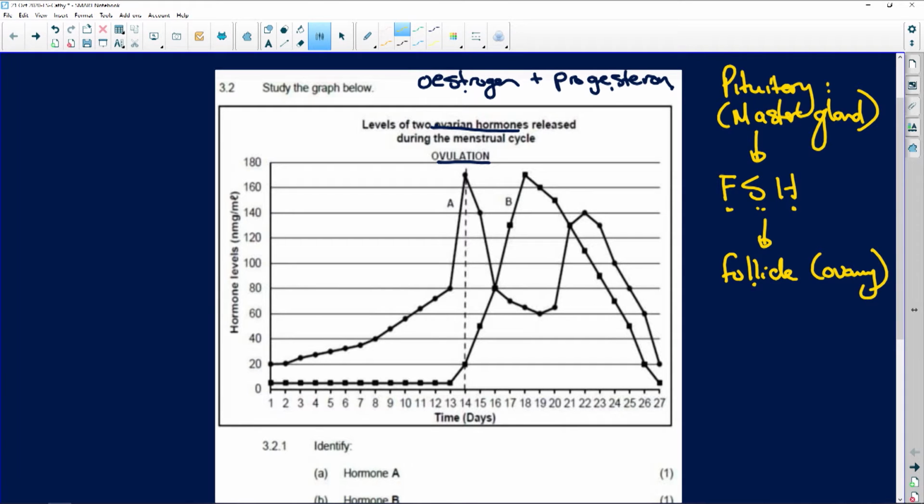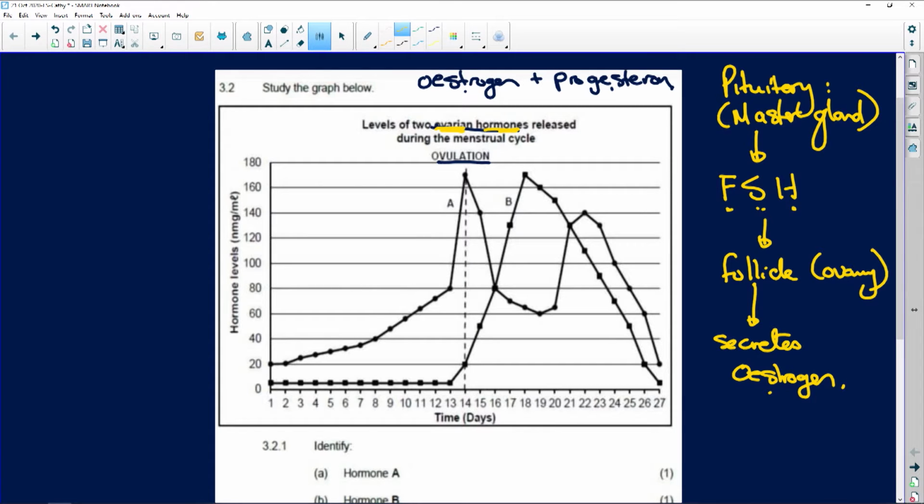And this follicle secretes estrogen. Remember, it's an ovarian hormone. So it's the follicle that secretes the estrogen. So as the follicle develops, it is going to secrete more and more, a higher and higher level and concentration of estrogen. Okay? The estrogen level increases nicely.